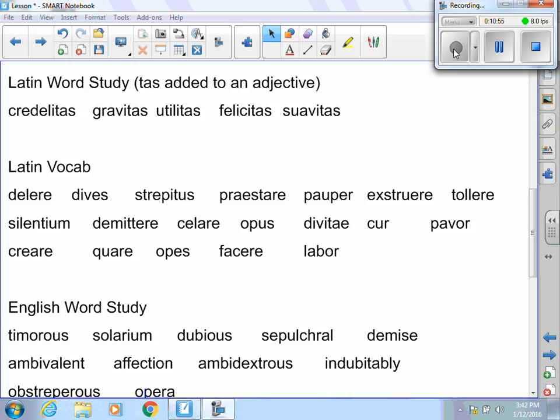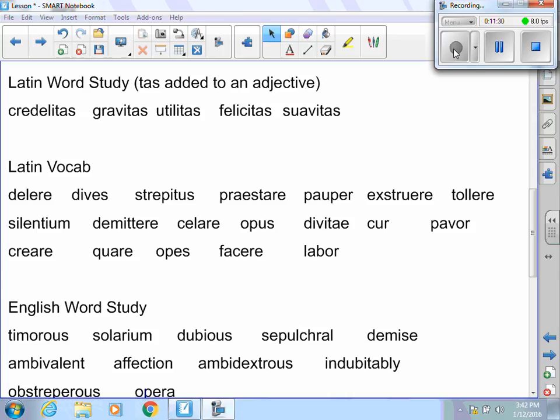Usefulness can be used as a noun. The TAS is changed into a noun. Felicitas is full of happiness, so we have happiness, and that's my noun. Suavitas is sweetness. So in English, the TAS basically equals -ness, and what it's done is it's changed an adjective into a noun, implying that whatever you're describing is full of whatever quality that adjective has.